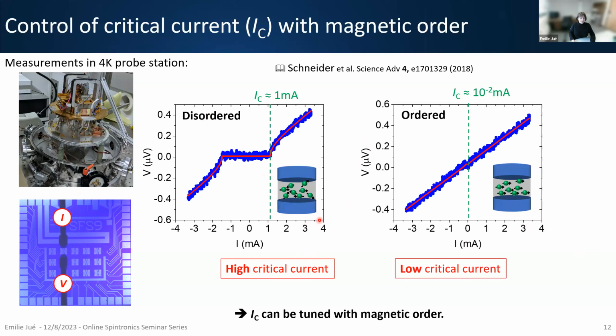What we can see here is that by changing the order of the device, we can modify the critical current. Here, indeed, we see that the disordered state has a critical current that is 2 orders of magnitude higher than with the ordered state. So here it's important to understand that the critical currents can be tuned with the magnetic order of the device.